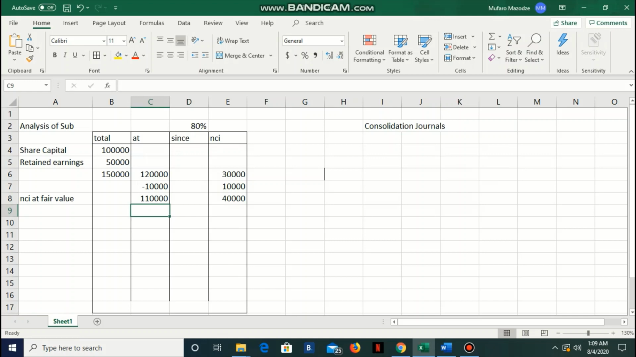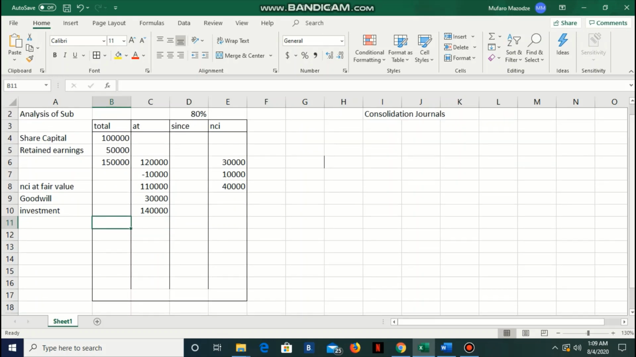Excel is always not such a nice thing to work with. And then we purchased, parent purchased sub for 140,000 rand. So this brings the goodwill to 30,000 rand. If they had purchased for less than this amount, it was going to be a bargain purchase, but in this case we've got a goodwill.